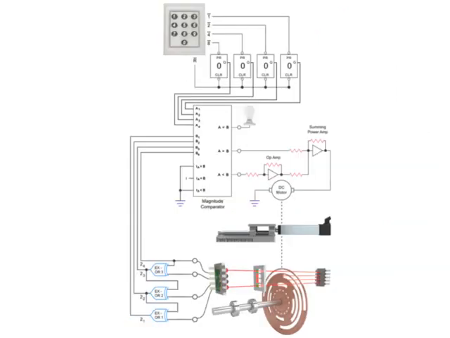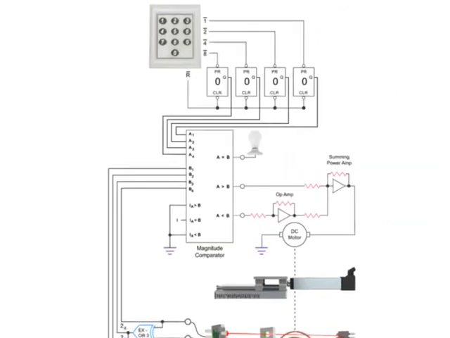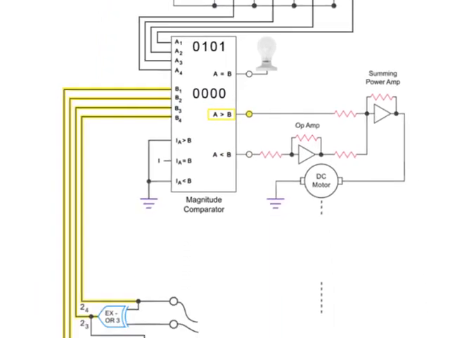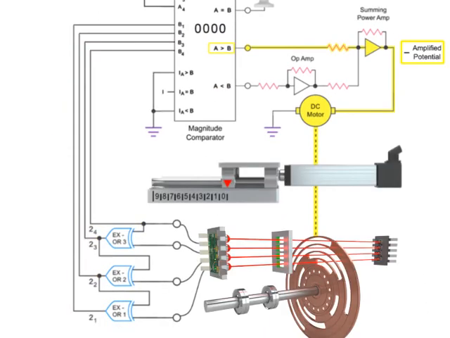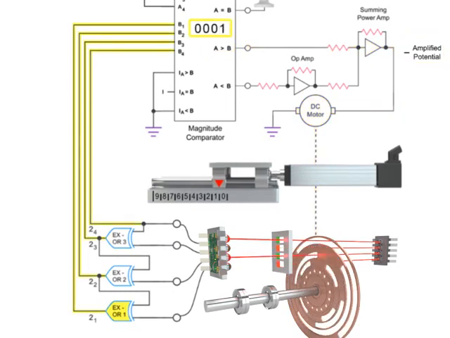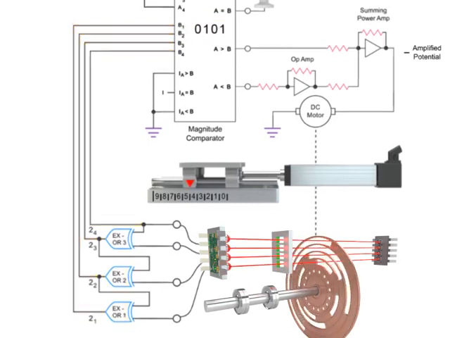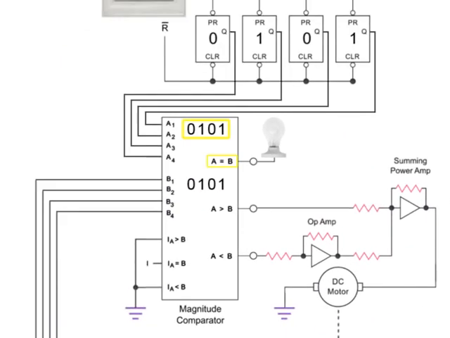Looking at the complete circuit, we can see that by entering the number 5, the A values are compared to the B values of the comparator. Amplified potential is transmitted to the actuator until the binary converted input is received by the comparator. As A becomes equal to B, the light turns on to verify the final position has been reached, completing the cycle.